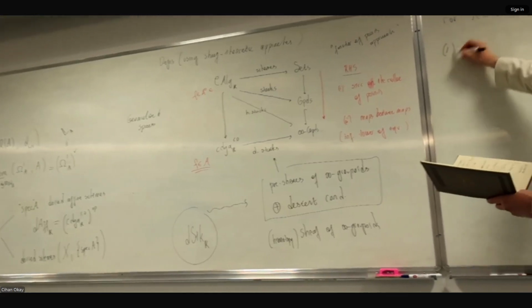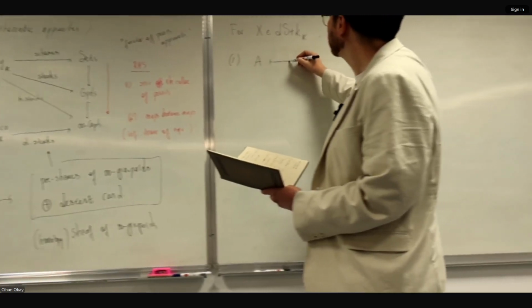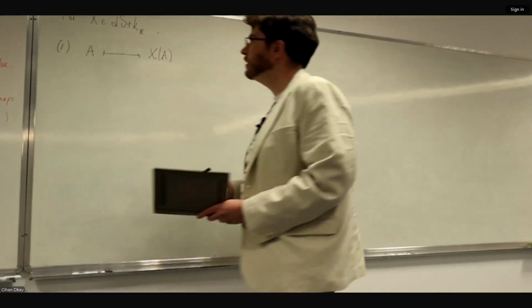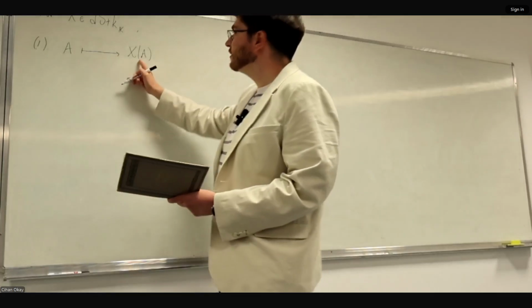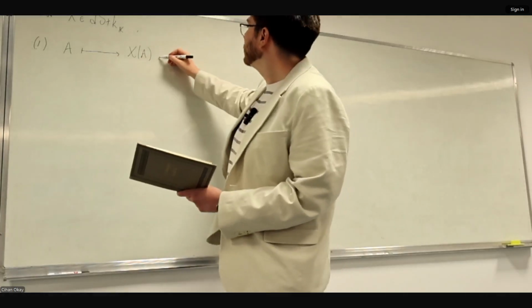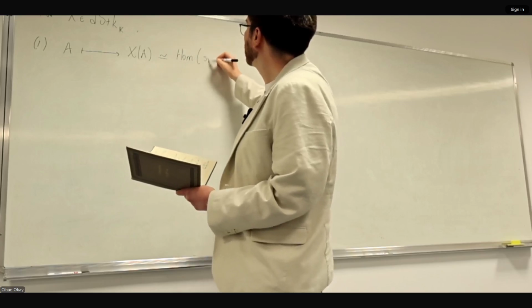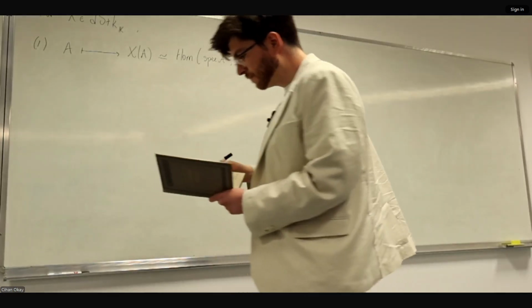Therefore, it's a functor, first of all. You should expect to see something like this: you have some functor that maps A to X(A). First of all, this is a functor. For each CDGA, it maps to an infinite groupoid. But by the Yoneda lemma, this turns out to be Hom(Spec A, X).